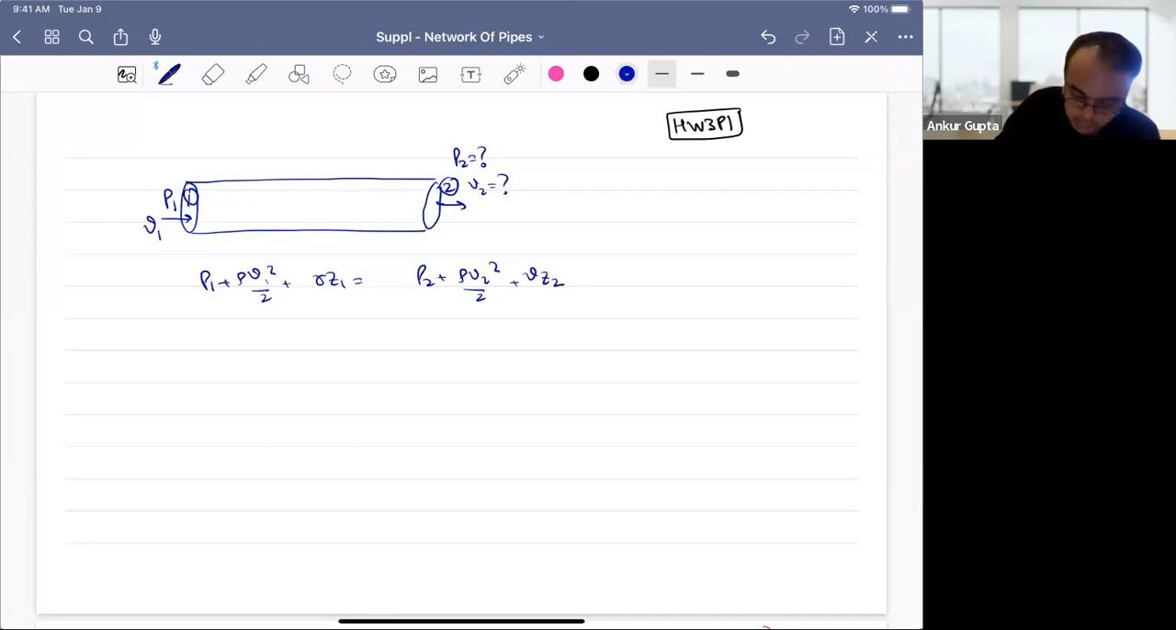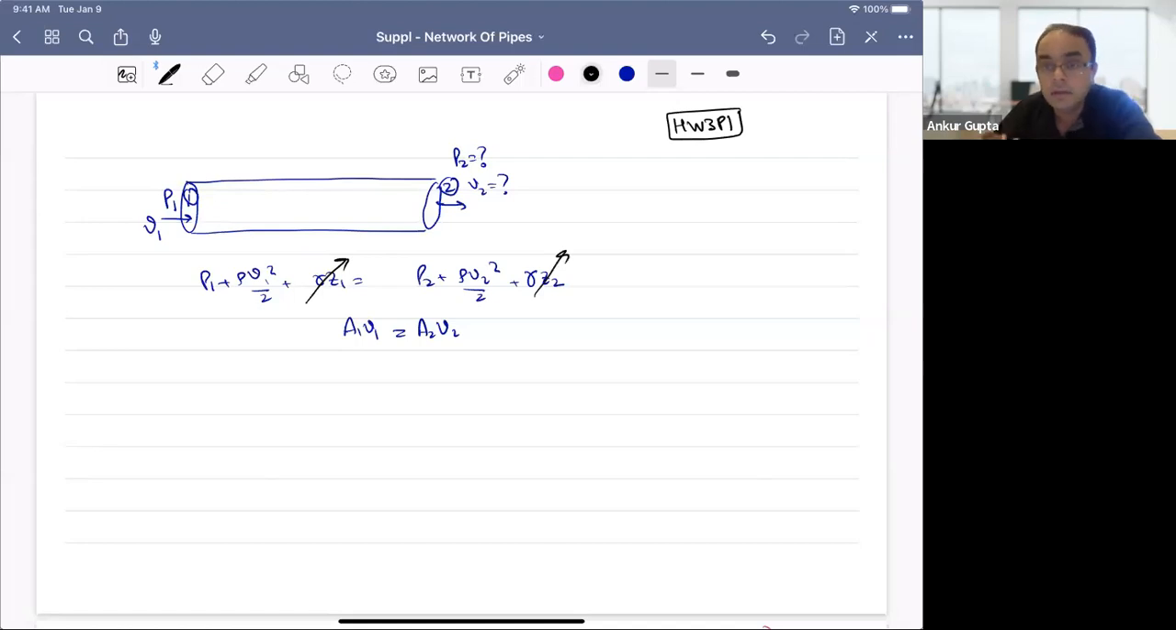What we have to find is P2 and V2, and we have only one equation, which is Bernoulli's equation. But don't forget that we also have the continuity equation, which says A1 V1 is equal to A2 V2, right? First, it's a pipe, and it doesn't say that there is any gravity effect; we are not changing the height of the pipe. So this term goes away, right?